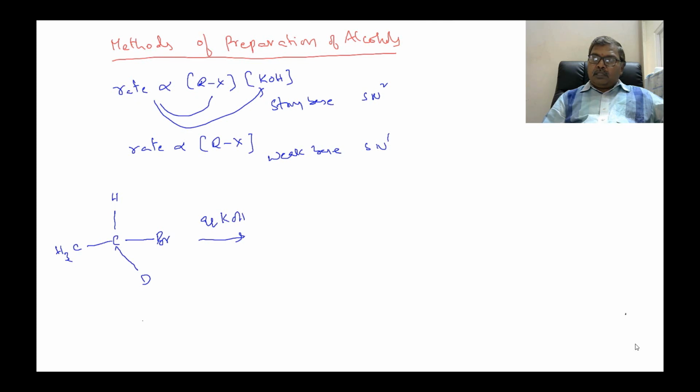So what is the product formed in the reaction? This is the product because the configuration is inverted. So this is called Walden inversion, because the reaction takes place via the SN2 mechanism. This is a chiral carbon.